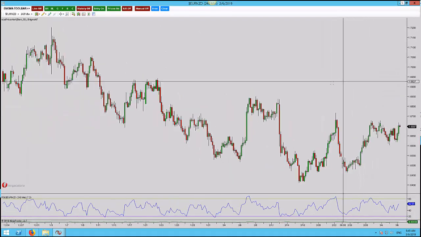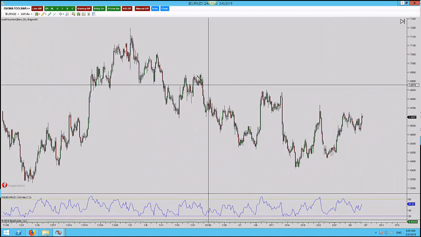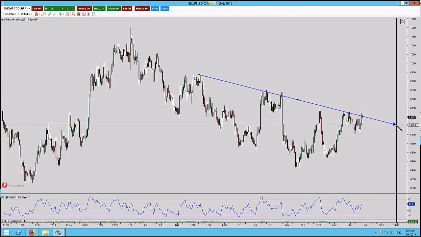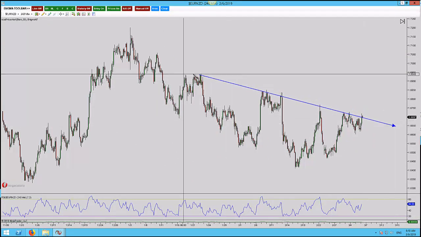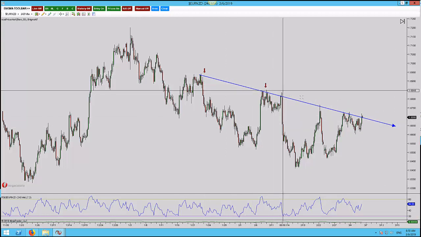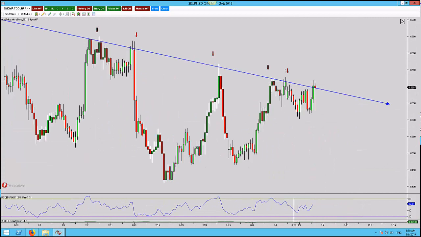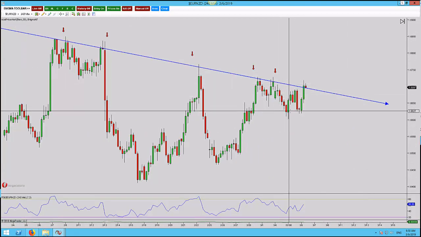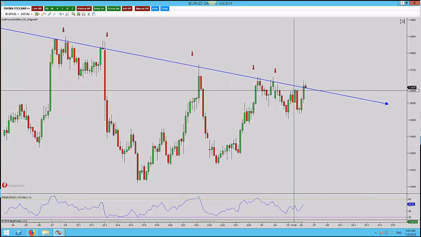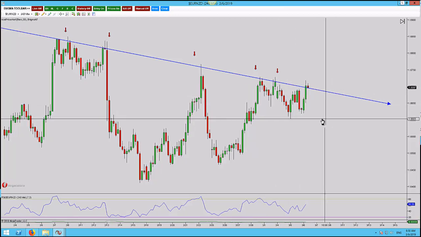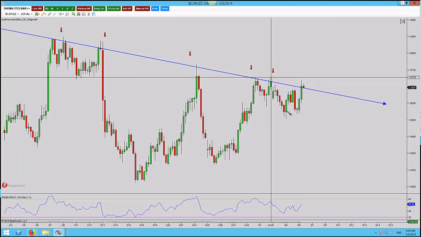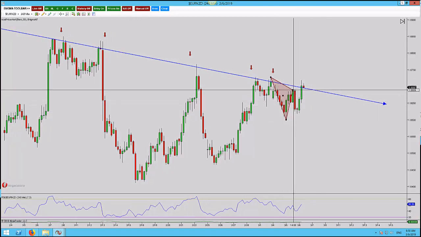Here on the 240 we have this trend line which has been tested multiple times in the past. Right here we double topped, we had a break below, close below, we pulled back for a 26.18, but we then also pulled back for this advanced pattern right here.